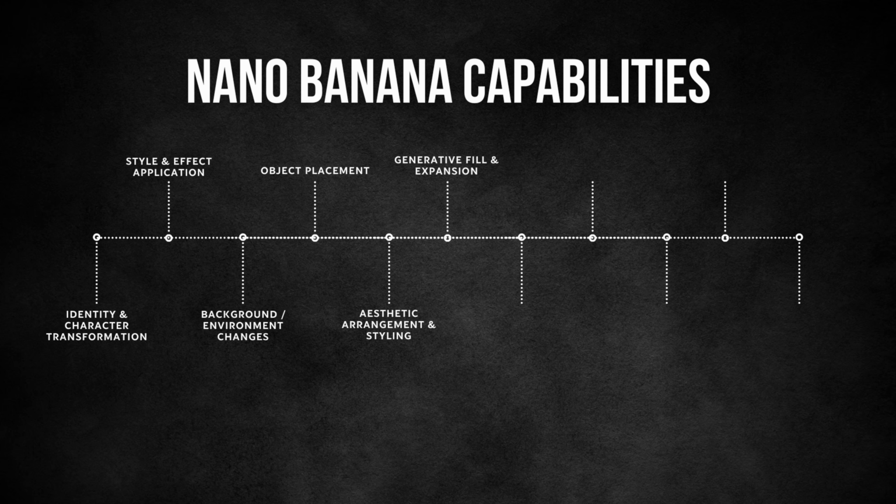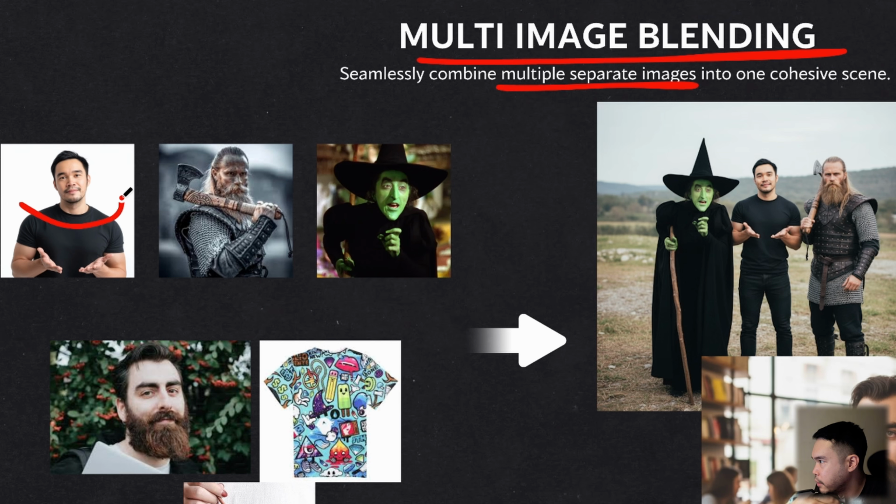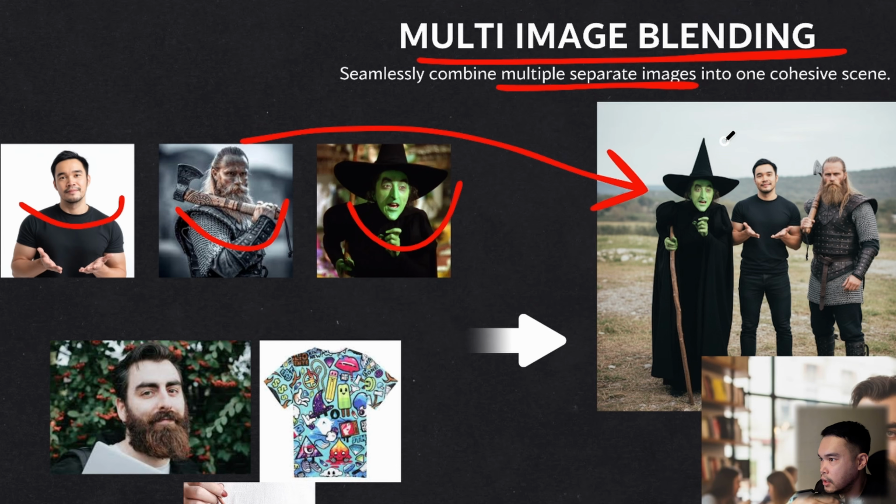And of course, we start with multi-image blending, which allows you to combine multiple separate images into one cohesive scene. So for this example, I have a picture of me, a Viking, and the witch. And I said, put these three people into an image. And this is what I got.